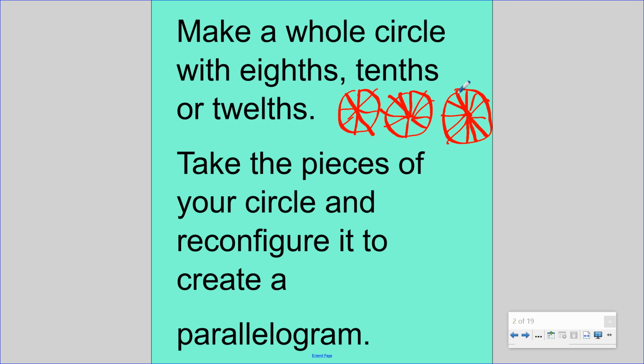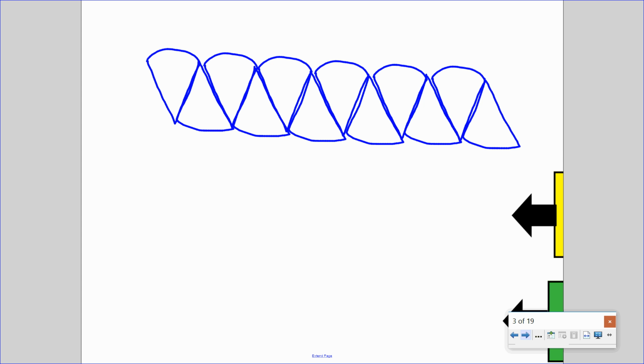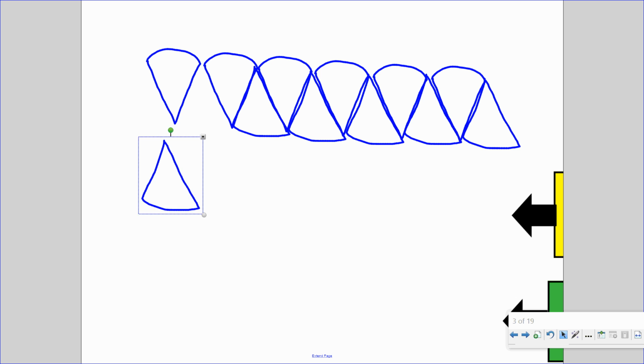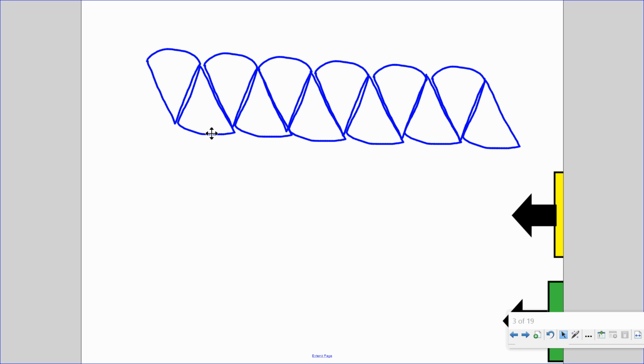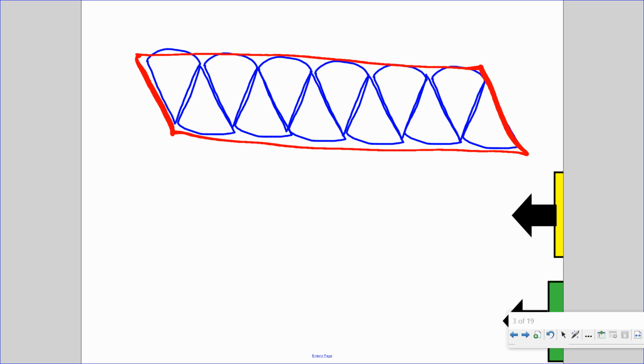So how can you reconfigure it in order to create a parallelogram? Well, I've already done one already. So let me show you. This was the original circle right here. And then what I did is I did a zigzag here. And so if you look at this, let's draw it. Is this approximately a parallelogram? It is.